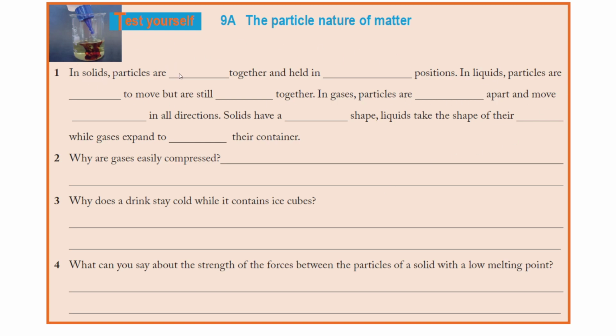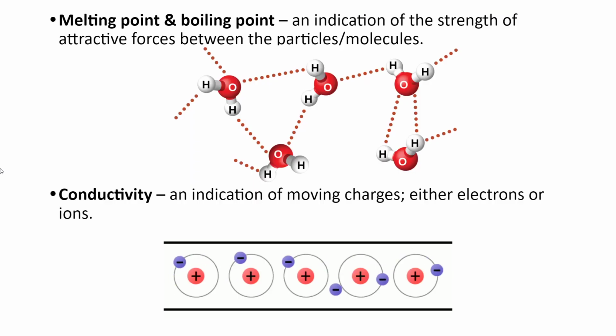In solids, particles are held together and they're in fixed positions. They're close together in fixed positions. Liquids, particles are free to move, but they're still tied together. Gases are far apart, and they move randomly in all directions. Solids have a fixed shape. Liquids take the shape of their container, and gases expand to fill their container. You should all know this by now, and so you just need to write answers for these 1, 2, 3 questions in the Google Doc, which is in the Google Classroom. Cool.